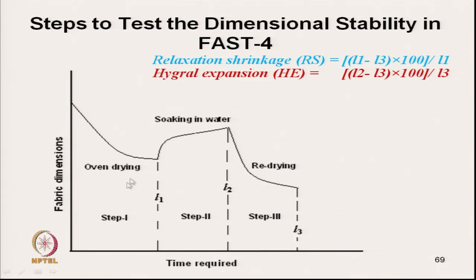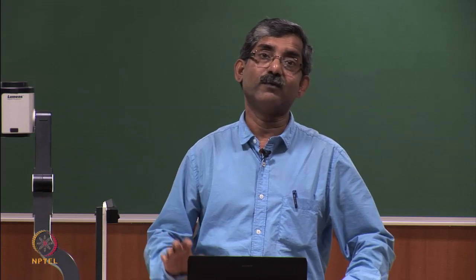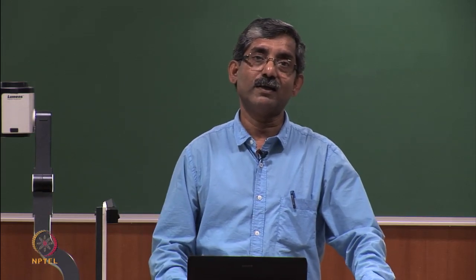So, the difference between L1 and L3 gives an idea about the relaxation shrinkage once it is relaxed. After soaking and re-drying it has been relaxed, and the actual shrinkage is L1 minus L3. And for hygral expansion, the difference between L2 and L3 is the hygral expansion. So, from these 2 parameters we can get an idea about the shape of the fabric and its appearance after stitching.